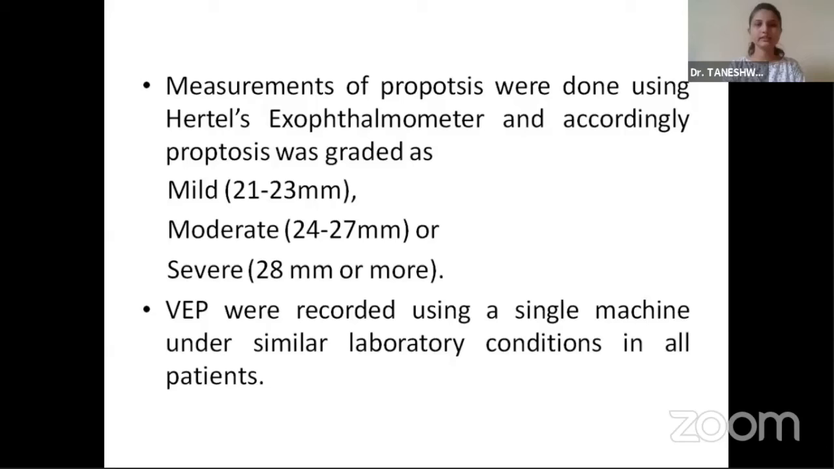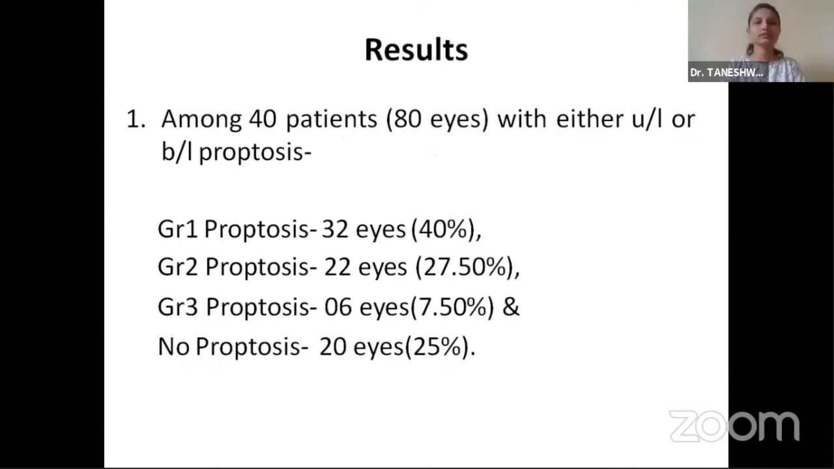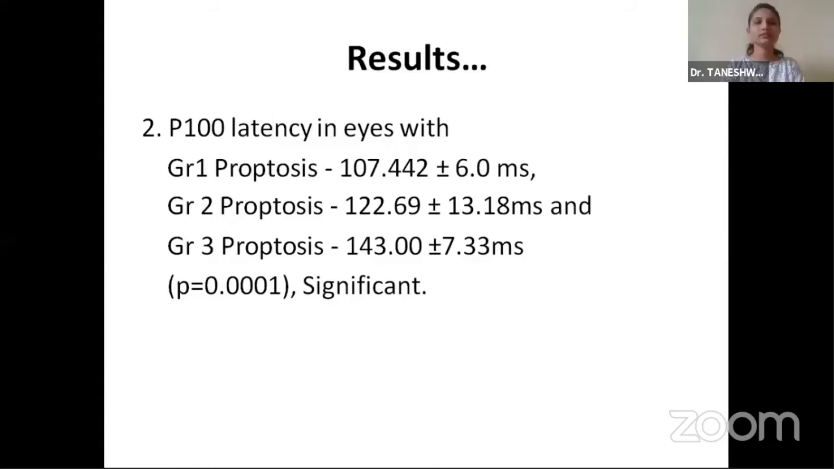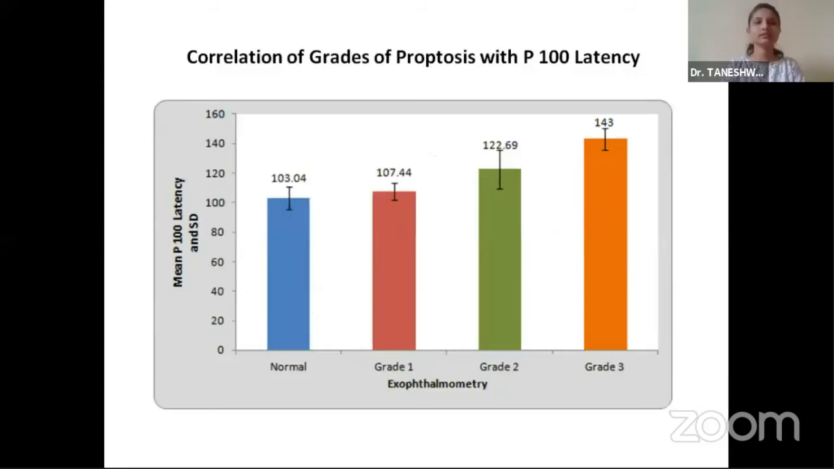Among 40 patients, grade 1 proptosis was present in 32 eyes, grade 2 proptosis in 22 eyes, grade 3 proptosis in 6 eyes, and no proptosis in 20 eyes. So P100 latency was found to increase along with the grades of proptosis, which is shown in this graph. As the proptosis increases, the P100 latency increases.